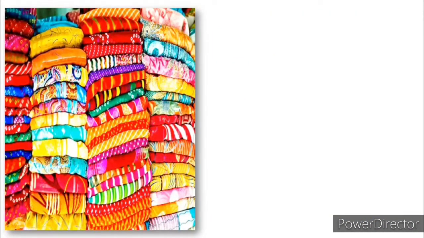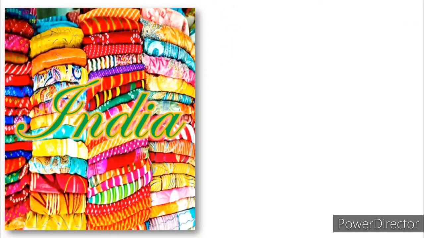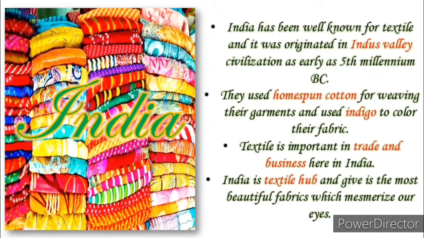Next up, India. India has been well known for textiles since very ancient times. The origin of Indian textile can be traced to the Indus Valley civilization as early as the 5th millennium BC. The people of that civilization used homespun cotton for weaving their garments and used indigo to color the fabric.